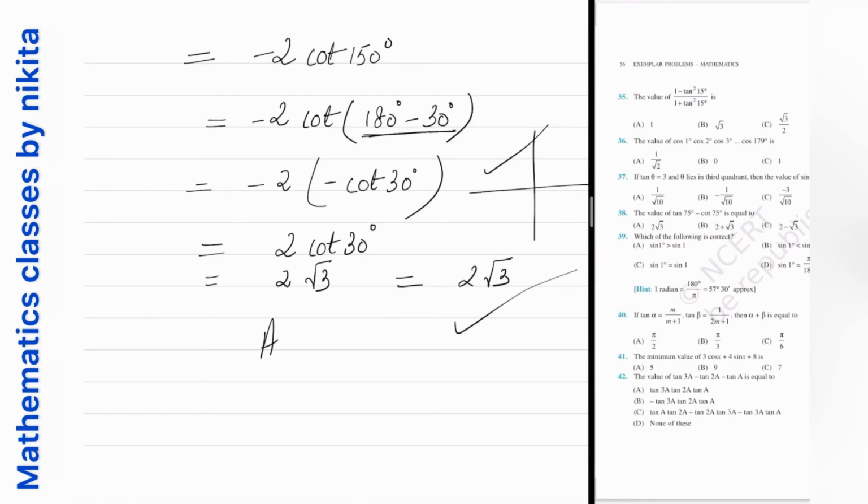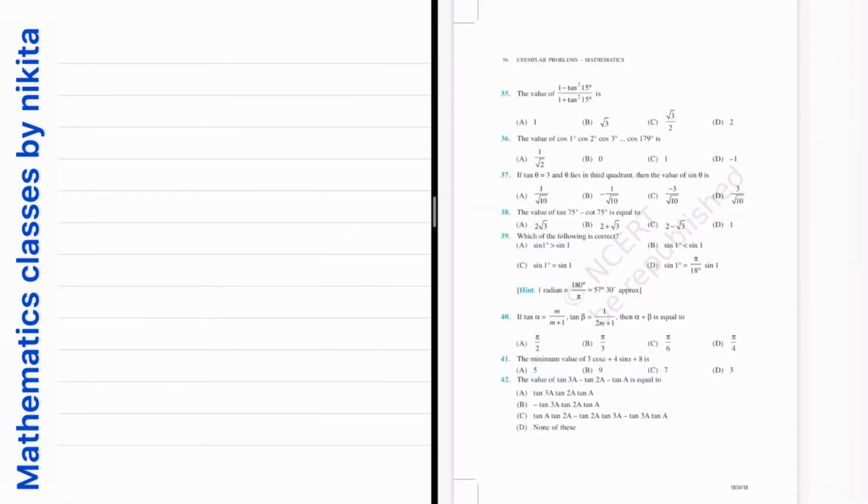So this is which option? This is option number A. So A is my correct answer. I hope you got the solution. Let's see question number 39.